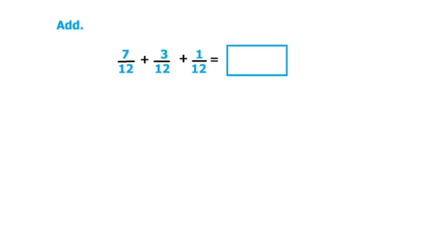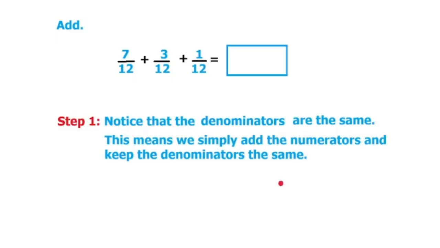So what we need to always remember is if you notice that the denominators are the same, that means you can just simply add the numerators and then just keep the denominator the same in the answer. So all we have to do is add these up. So 7 plus 3 plus 1 is 11 over 12. So we put 11 here, and then the denominator stays the same in the answer. So it's 11 over 12. And this is very simple. You just always need to remember about the denominator.